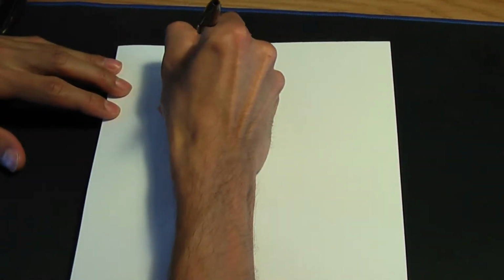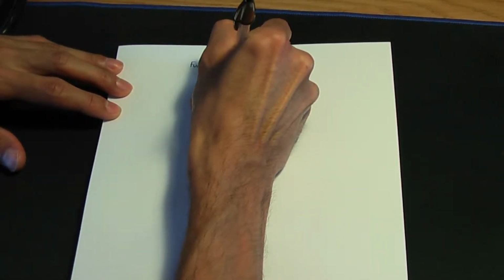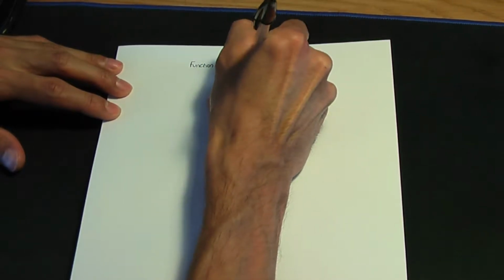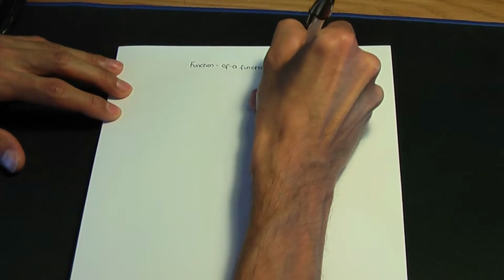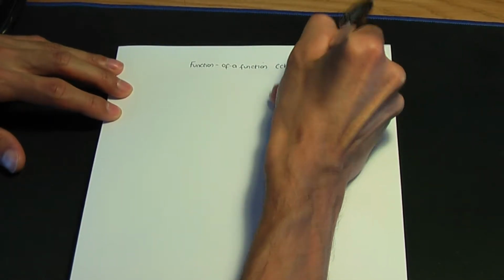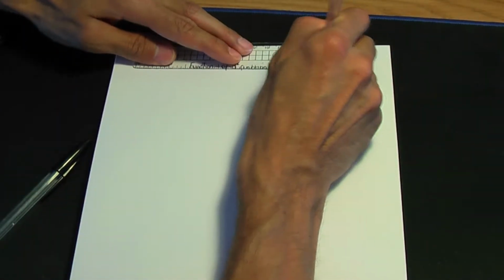Hi there, in this video I'm going to explain the function of a function rule, and this is commonly called the chain rule of differentiation. So let me title this: function of a function, or commonly called the chain rule for differentiation. Let me take a red pen and a ruler and underline this.